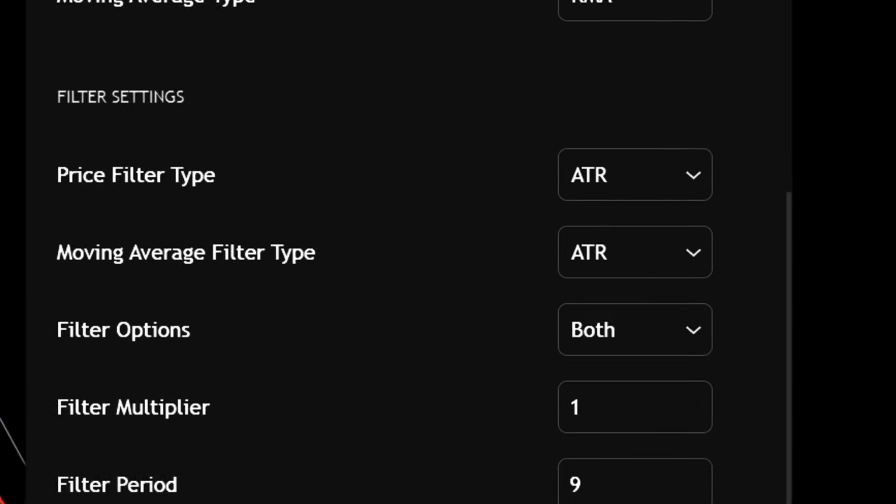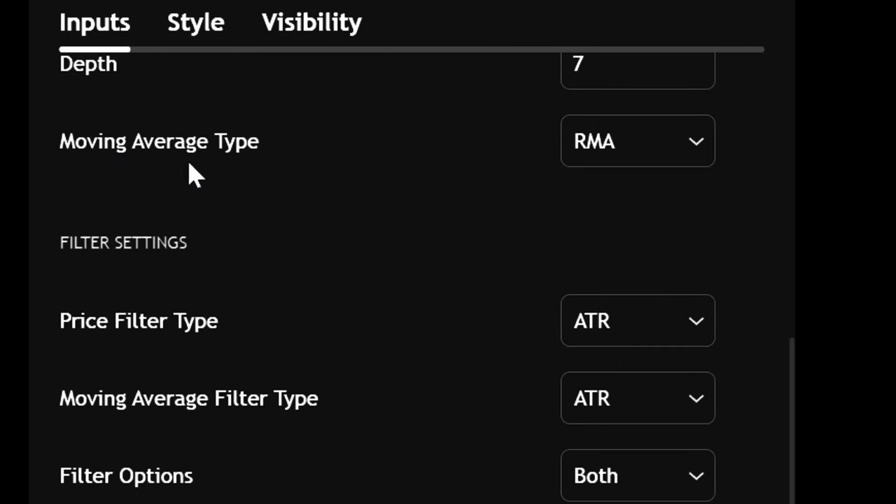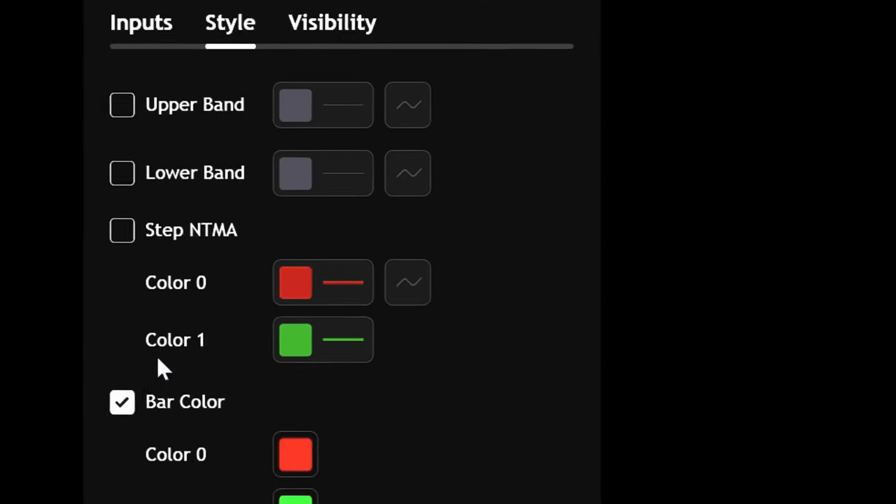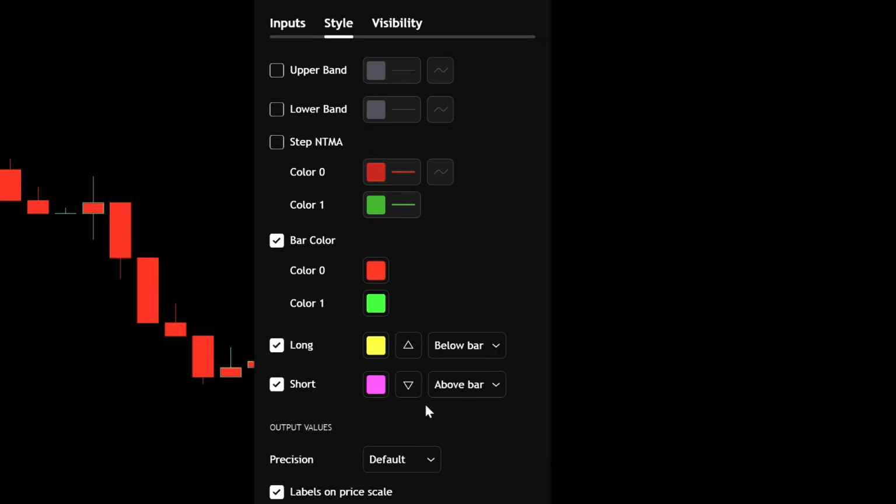Now we're gonna clean up your chart, make it super easy to read. Head over to the Style tab. We only want to see the signal, so go ahead and turn off upper line, lower line, and the step NTMA options. Just click them off, and boom, your chart is now super clean, only showing you those crystal clear long and short buy-sell signals.